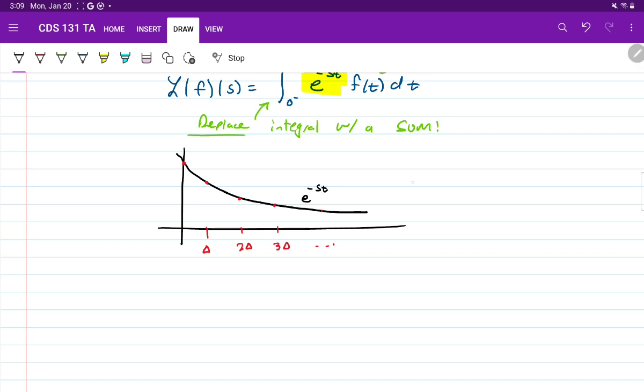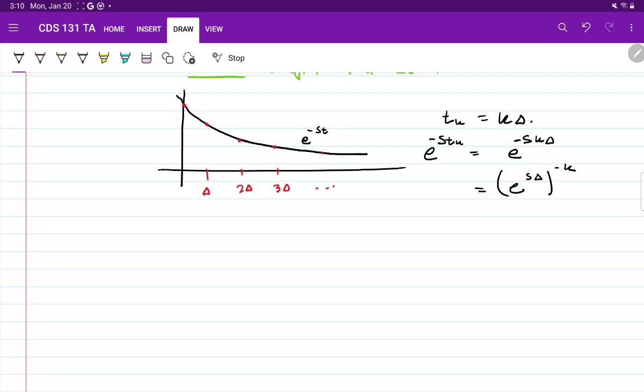So what do I do over here? Well, let's say that I define my sampling times t_k equals k times delta. Then I have e to the minus s t_k, which is equal to e to the minus s k delta, which is equal to e to the minus s delta, and let me bring this k outside, to the power k.